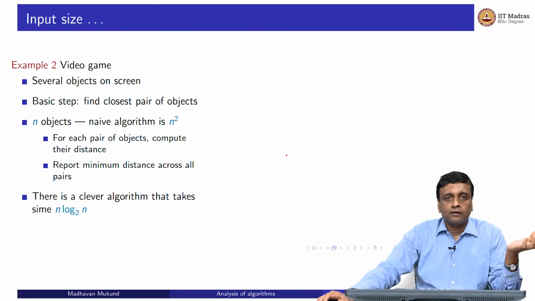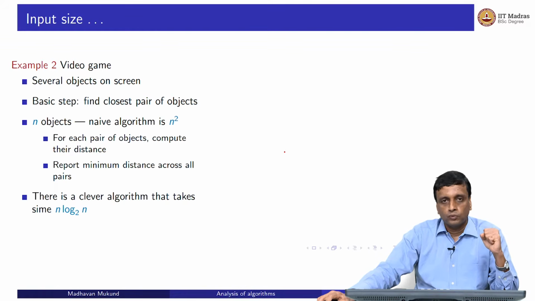Now just like we saw in the earlier example, you can actually replace this brute force or naive n squared by an n log n. There is actually an n log n algorithm for this problem also. So what would the impact of this improvement be in this case?